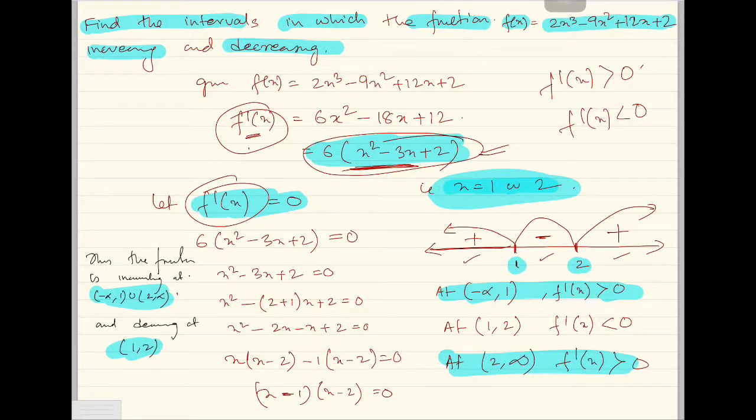Got it? So because of these turning points, my whole interval got separated into 3 parts. And then take a point from each of those 3 intervals and test on f dash x, and find the sign of f dash x on each of those intervals. If the sign turns out to be positive, it is increasing. If the sign turns out to be negative, it is decreasing.